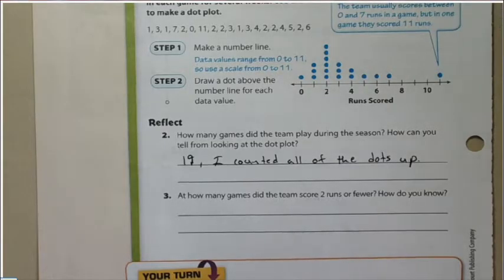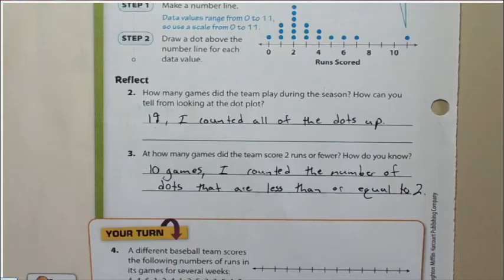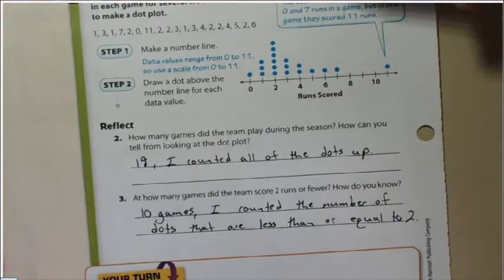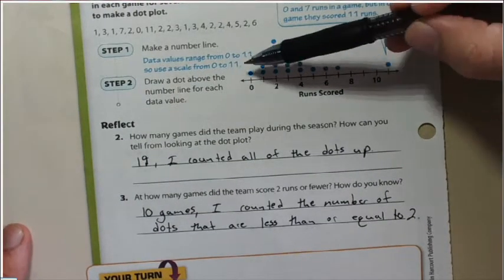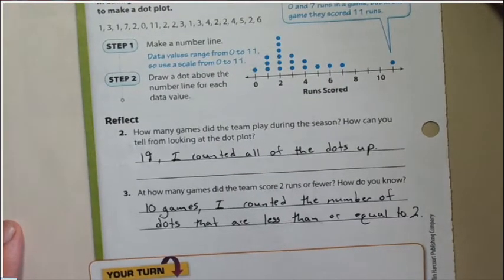So if there are 19 dots, they played 19 total games. Pause the video and answer question number 3. Question 3 asks, how many games did the team score 2 runs or fewer, and how do you know? They scored 2 runs or fewer in 10 games, and I know this because I counted the numbers from 2 and less, and when I counted all those up, I got 10. So that is how many games they scored 2 runs or fewer.